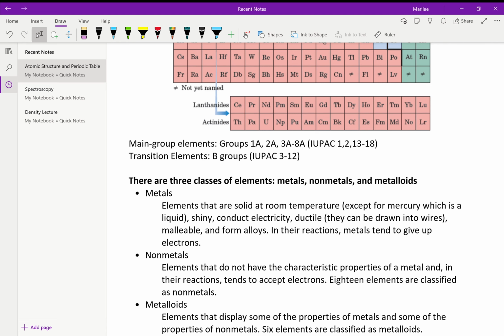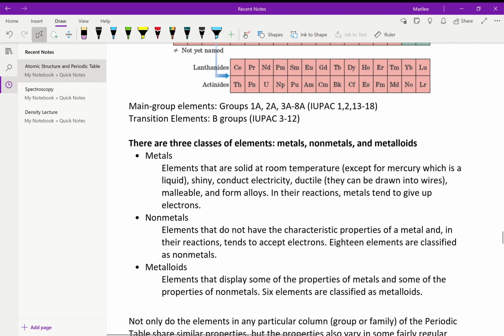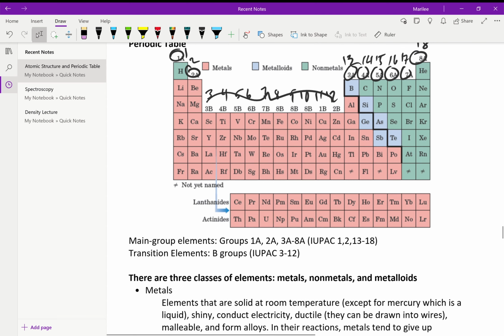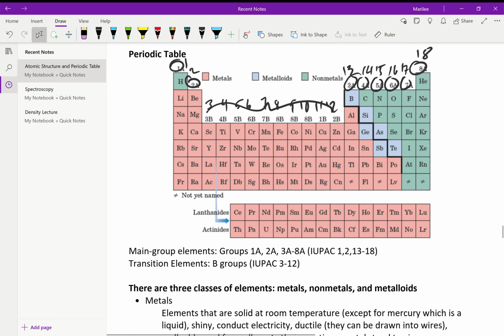And we have the nonmetals. Nonmetals are different than metals. They accept electrons, unlike the metals, which I said give up electrons. There are 18 nonmetal elements. They're mainly found on the right side of the periodic table, except for hydrogen.